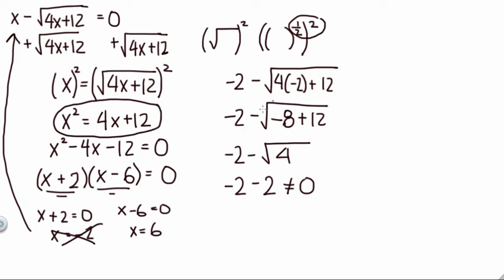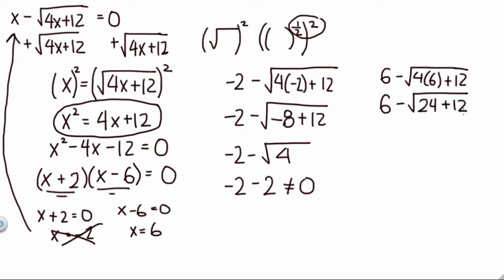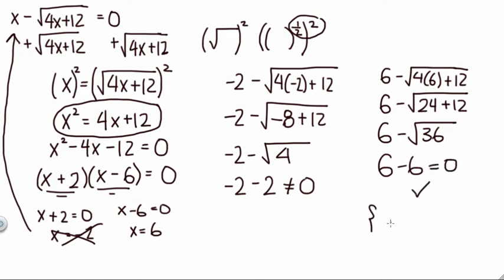Okay, and let's check 6. So we have 6 minus the square root of 4 times 6 plus 12, and we're going to see if that is equal to 0. So we have the square root of 24 plus 12, so we have 6 minus the square root of 36. So we have 6 minus 6, which is equal to 0. So yes, 6 is our solution, but negative 2 is not.